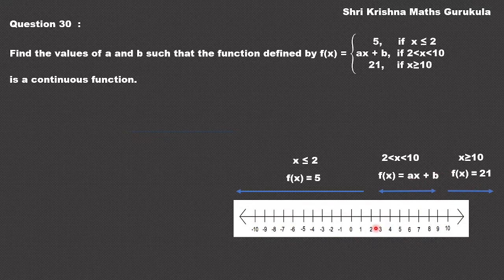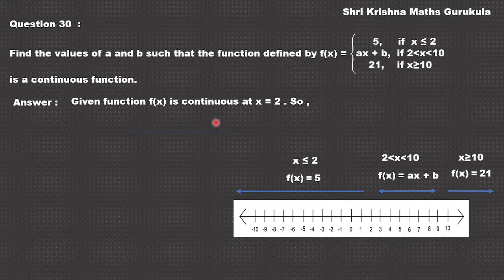So at 2, when I check the continuity, I'm considering these two functions. When I'm checking the continuity at 10, I'll be considering these two functions for LHL and RHL. Is this clear? So the function is continuous at x equal to 2. Throughout the domain it is continuous. For x equal to 2 also this function is continuous.